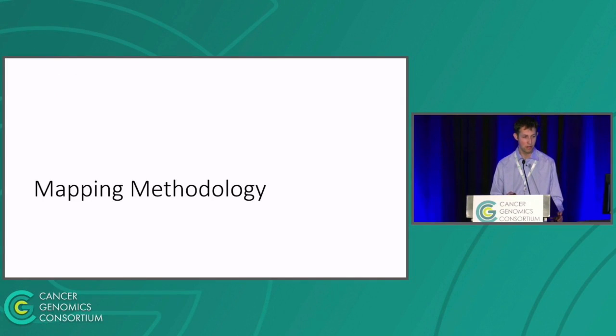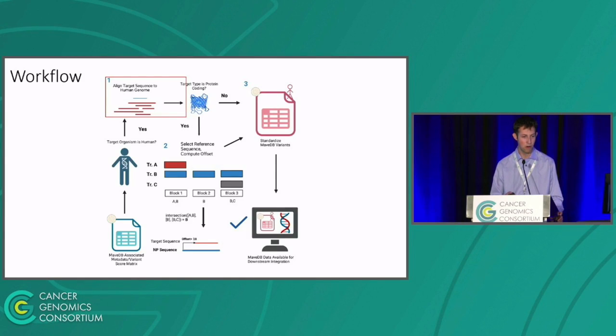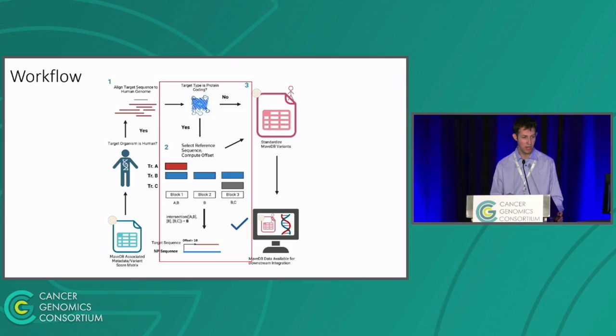Next, I'd like to go over the mapping methodology for how we did this process. There are 3 main parts. After we determine that the score set is for humans, we first want to align the target sequence to the human genome to return a set of genomic coordinates that can help inform the selection of a correct transcript. In part 2, we compute that reference sequence using the CoolSeq tool, or common operations of the CoolSeq tool, to determine the correct sequence and also compute an offset.